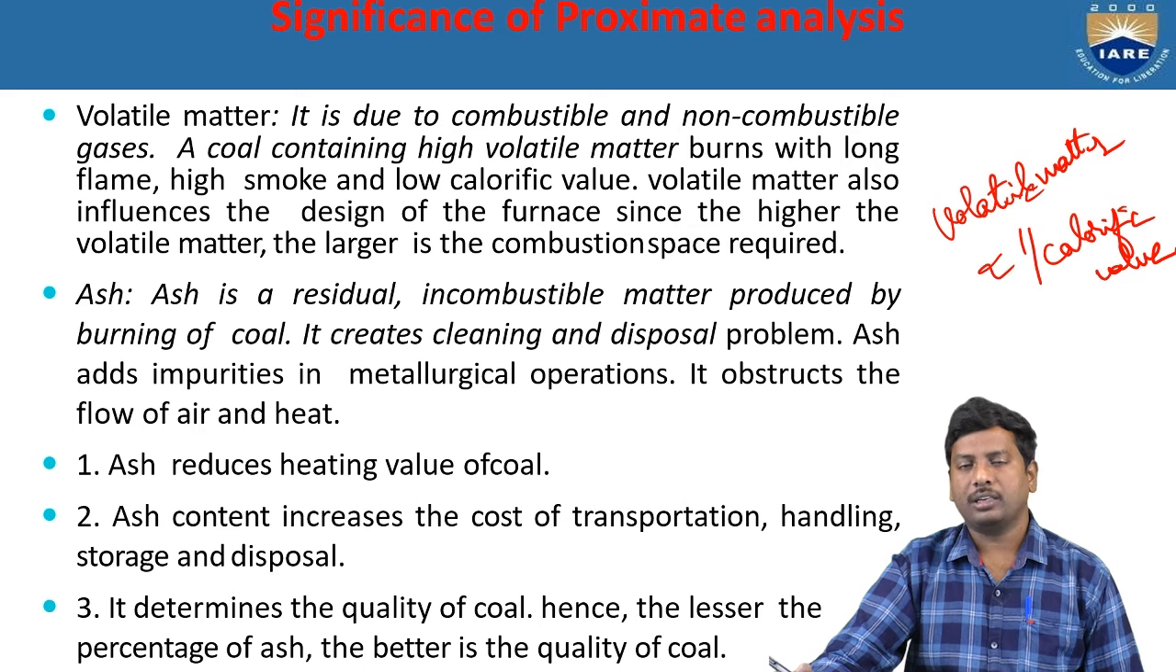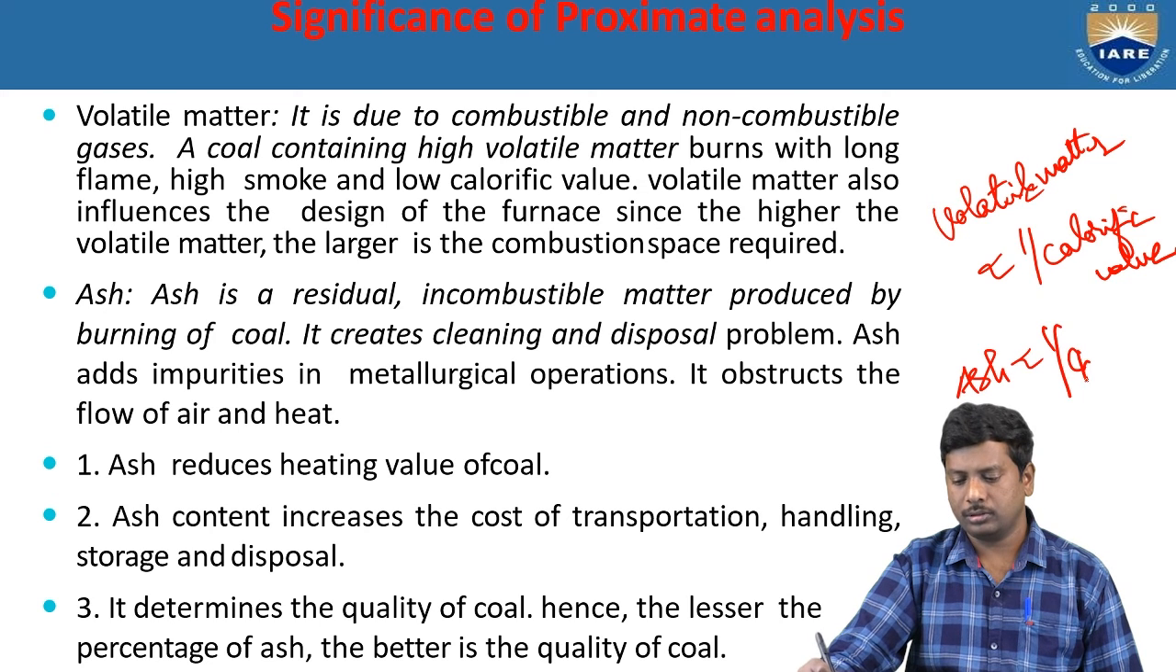And the third one, nothing but ash. Ash is a residual incombustible matter produced by the burning of a coal. It creates cleaning and disposal problems. And ash adds impurities in metallurgical operations. It obstructs the flow of the air and heat. That means ash reduces the heating value of coal, and ash content increases the cost of the transportation, handling, storage, and disposal. And finally, it determines the quality of the coal. Hence, the lesser the percentage of the ash, the better the quality of a coal. That means ash is also inversely proportional to quality of coal.